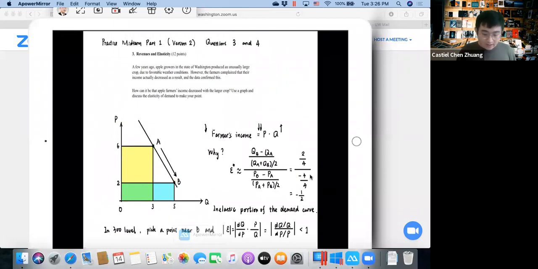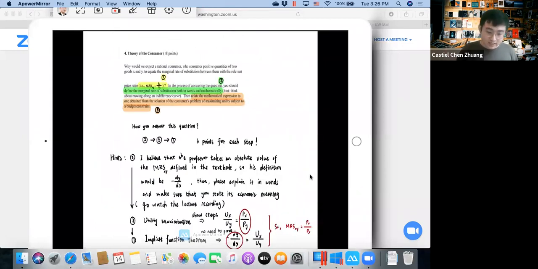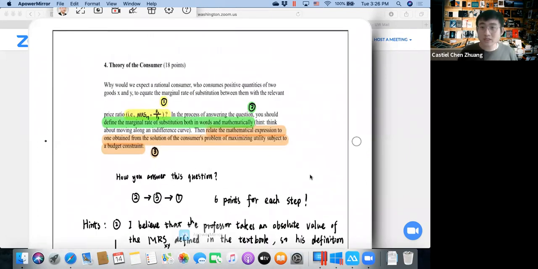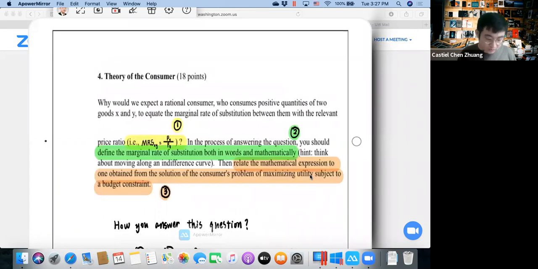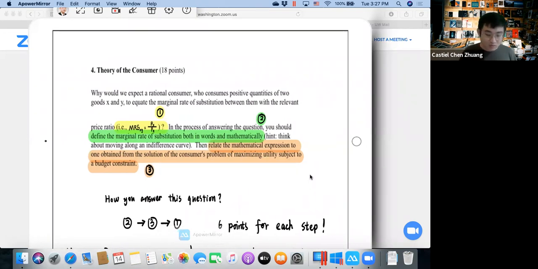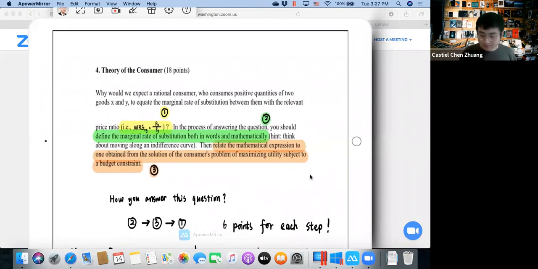And for question 4, it's actually quite long, and some of you may get lost when you read these questions. You have to decompose this question into 3 parts. So firstly, you need to notice that at the beginning, this question asks you, why would we expect a rational consumer who consumes positive quantities of 2 goods, X and Y, to equate the marginal rate of substitution between them with the relevant price ratio?